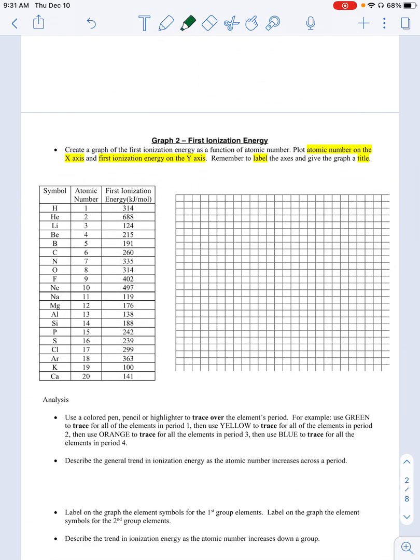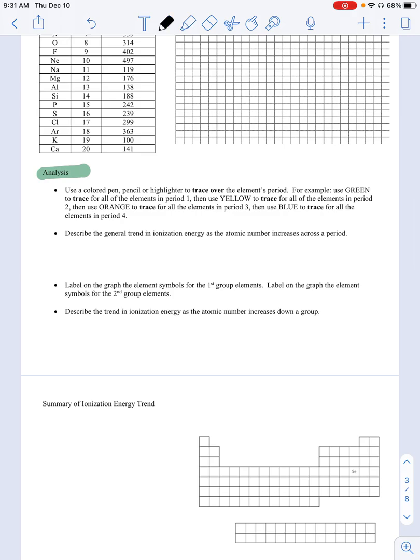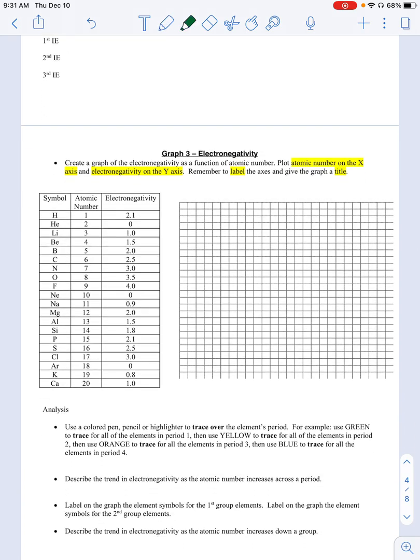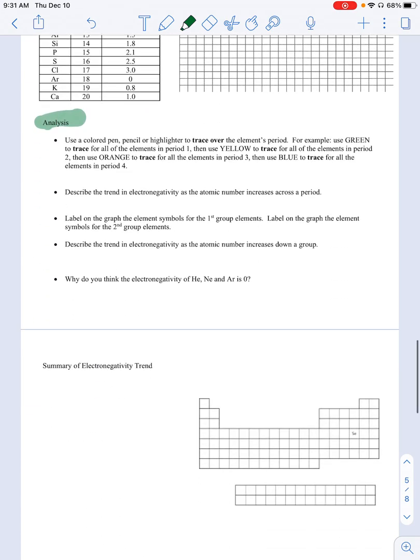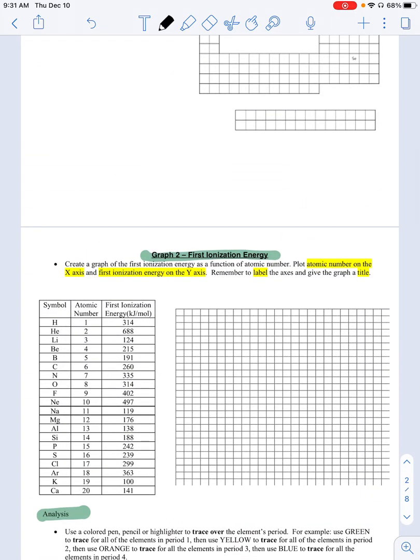Same thing here. You have a graph for first ionization energy and you have an analysis, and then you're going to stop there because again, we're going to summarize together. And then the same thing for that last property of electronegativity. You're going to graph, you're going to do the analysis, and then you are going to stop there so that we can summarize together. Okay, so good luck graphing. Make sure you're labeling your axes and you're putting a title.